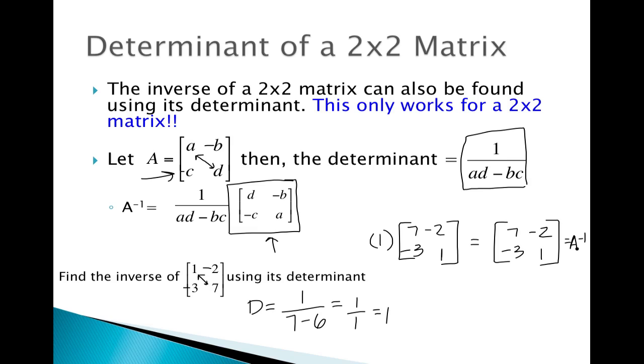So again, this only works for a 2 by 2 matrix that has an inverse, but it is an easier way to possibly solve for the matrix. You can also use the way that we did on the previous slide. That works too, but this is just another way to do it.